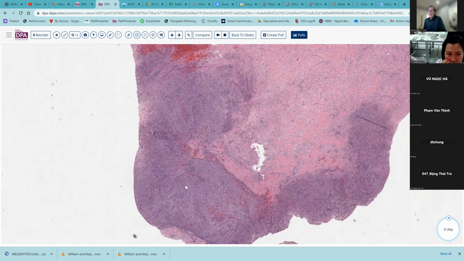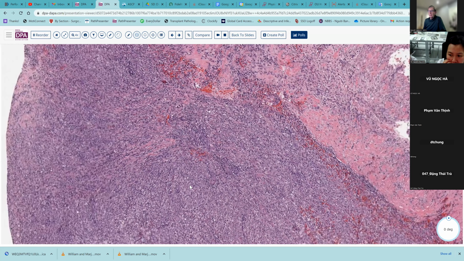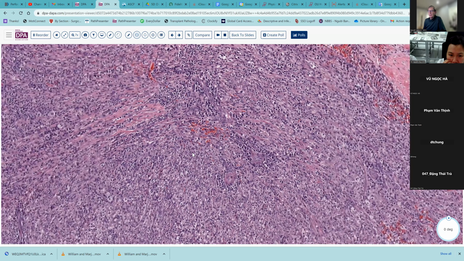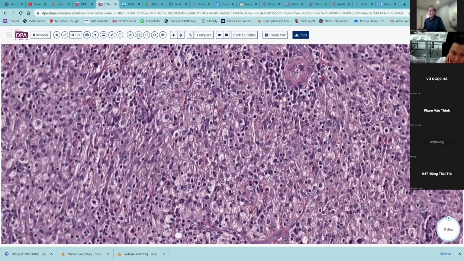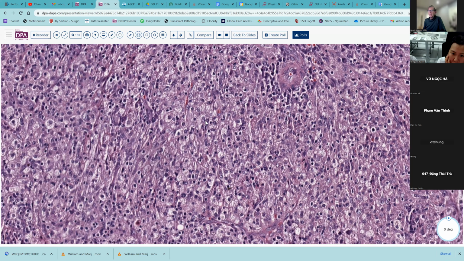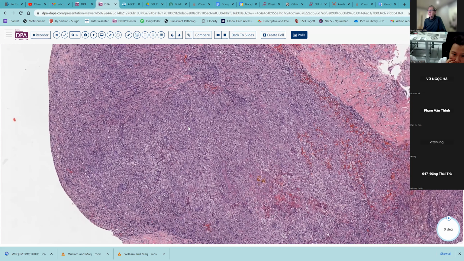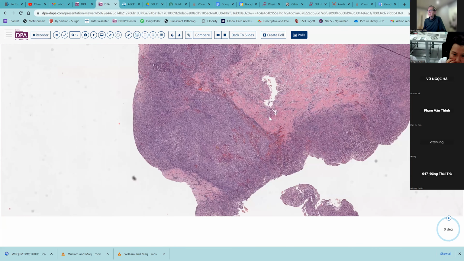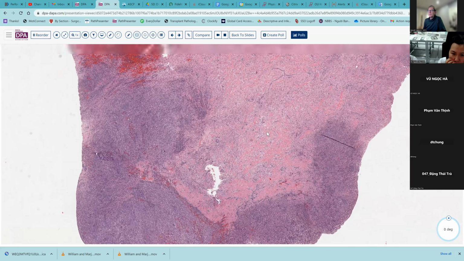And at low magnification, you can see why you might be concerned about things like lymphoma. There's a lot of large cells here with abundant cytoplasm, and you might think, well, could this be large cell lymphoma or something like that? So microscopically, this can even imitate a neoplasia as well. So that's xanthogranulomatous cholecystitis.